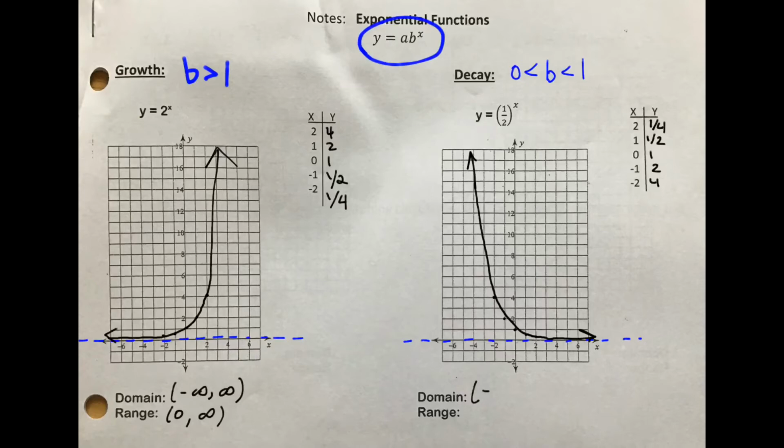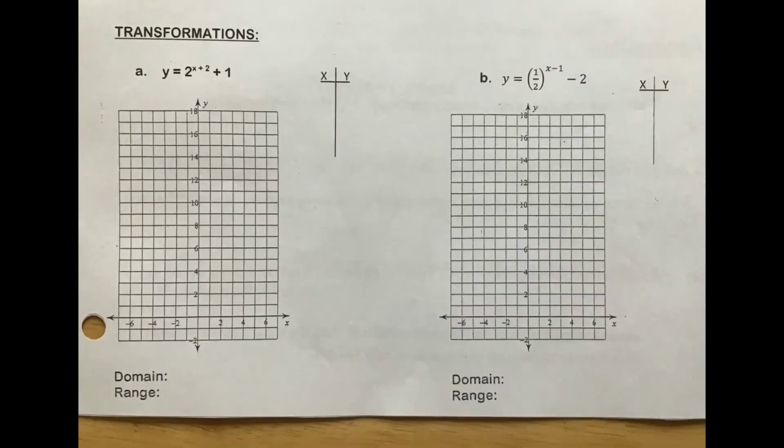The domain and range, very similar to the growth graph. Still -infinity to positive infinity, and the range is based off of where that asymptote is located. Now let's take a look at some transformations so you can tell how the movement works and how it affects the domain or the range. Okay, so now we're going to look at some transformations.